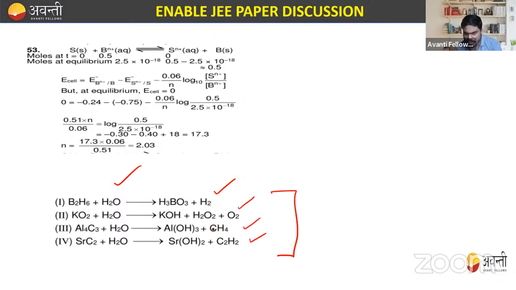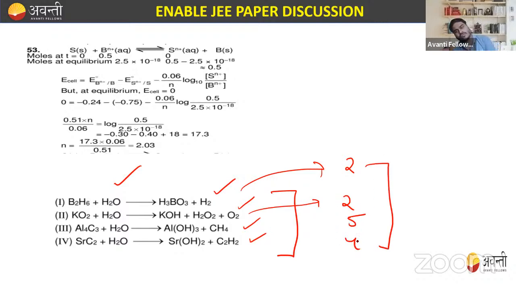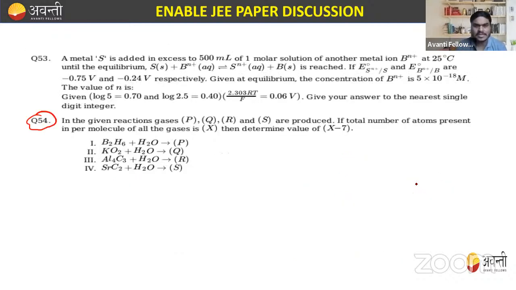So one molecule, two molecule, three molecule, four molecule. How many atoms? The H2 molecule has two hydrogen atoms, the O2 molecule again has two oxygen atoms, CH4 has 5 atoms, C2H4 has 4 atoms. So the total number of atoms is 2 plus 2 is 4, plus 4 is 8, plus 5 is 13. So the total number of atoms comes out to be 13. So here X is 13.